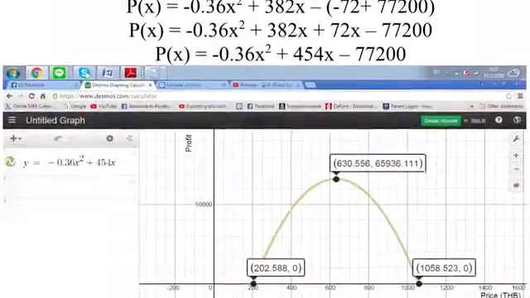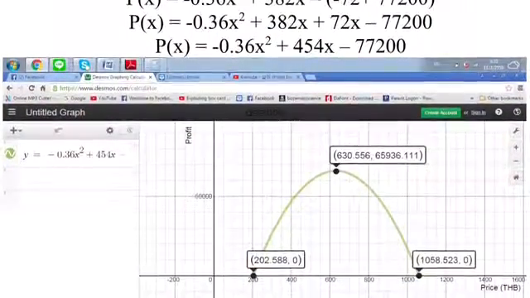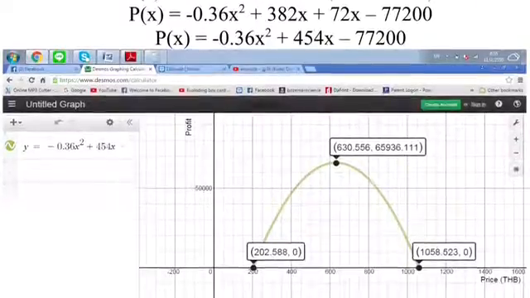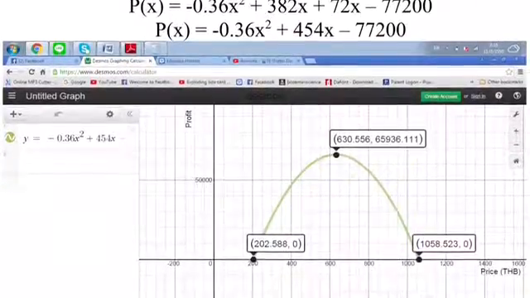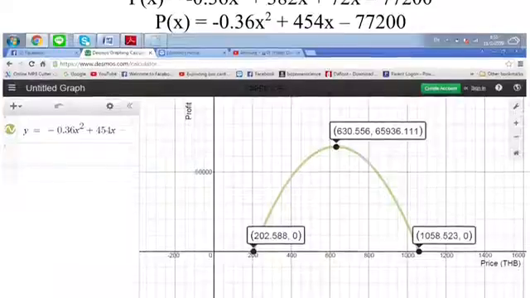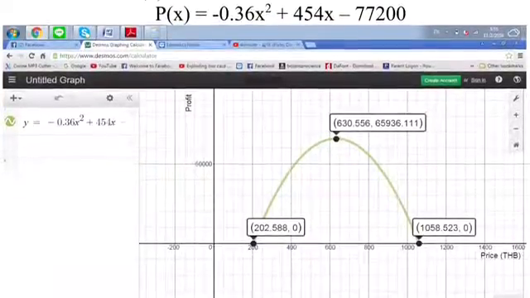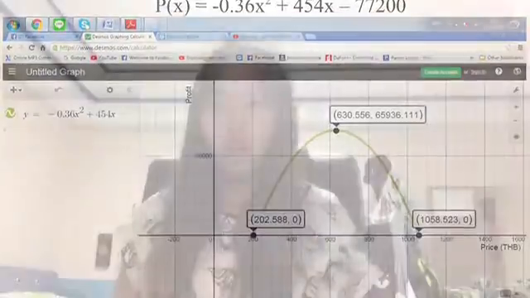So after all of that, I still have to find my profit function to see whether or not my product will gain profit. My profit function equals income minus operating cost. So this is how my profit function looks. It's a parabola, and the maximum point shows that if I sell the yearbook at 630 baht, I will gain the most profit, which is about 65,000 baht.